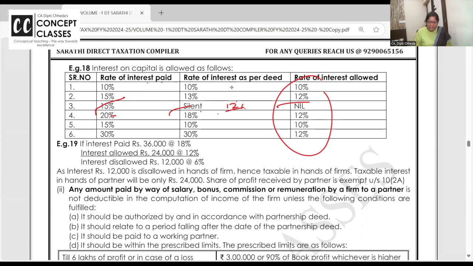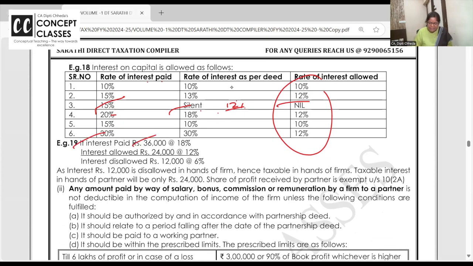So this interest is paid 36,000, 18%. But allowed is only 12%. 18% is this, 12% is how much that is allowed. 6% is disallowed. Are you all with me? Interest on capital is allowed as per actually paid, mentioned in deed, or maximum 12%. 12% is upper limit, उससे ज़्यादा नहीं मिलेगा.